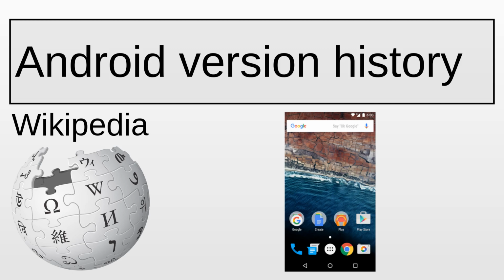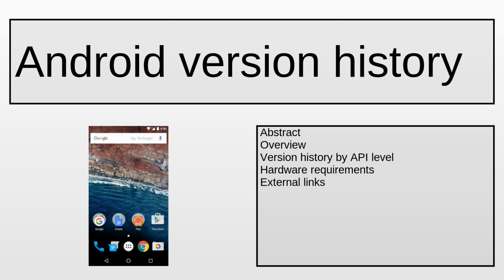Android version history. This video compresses information gathered from Wikipedia in video format.